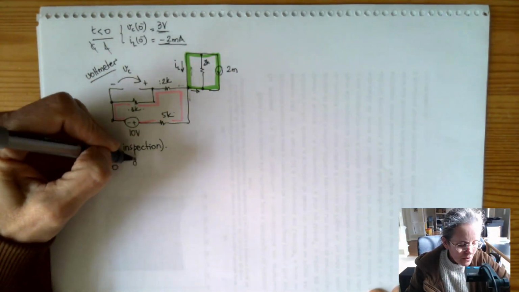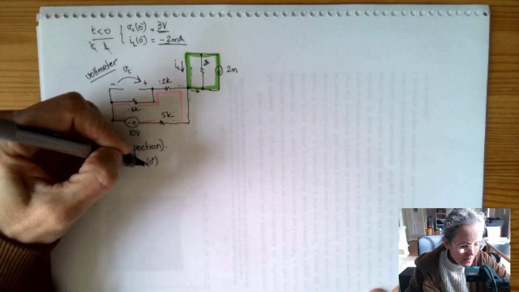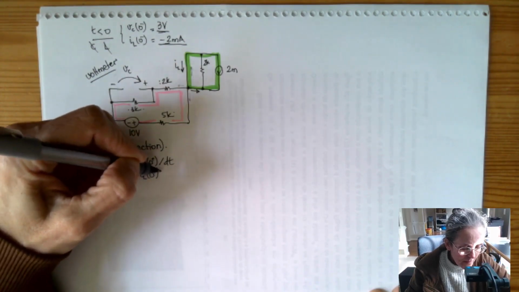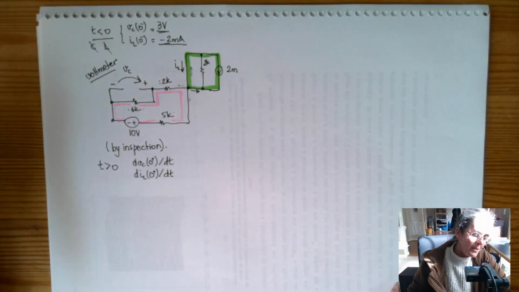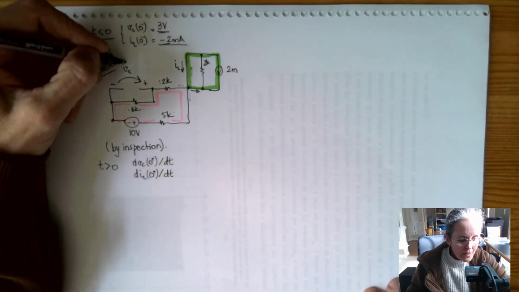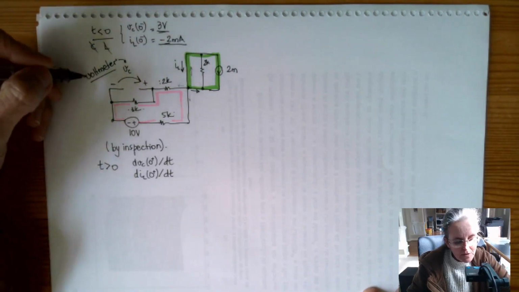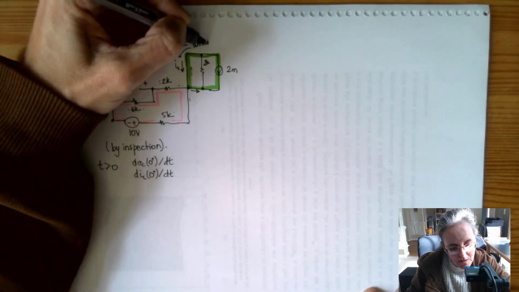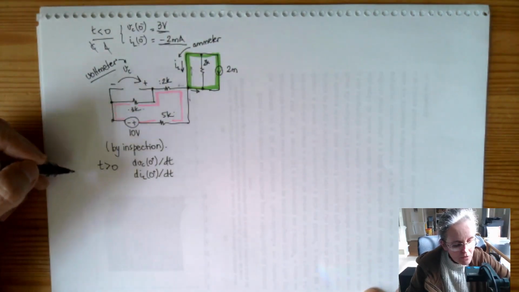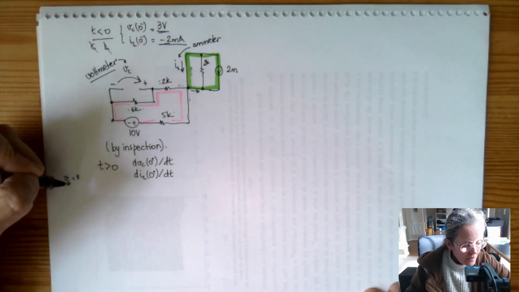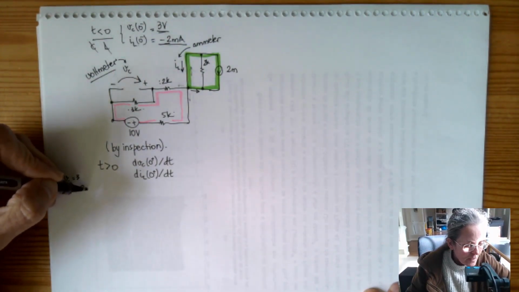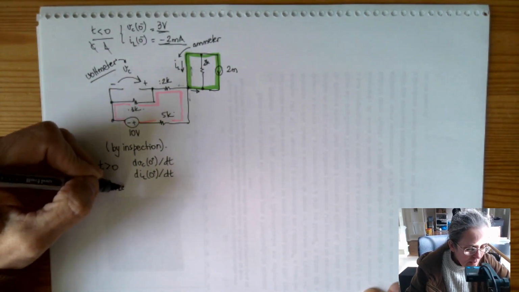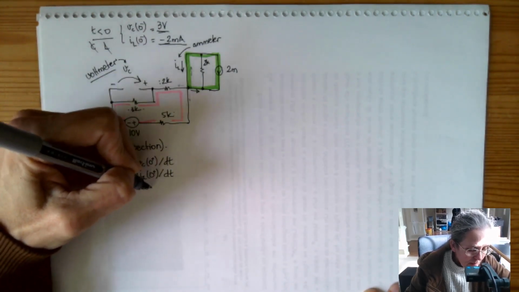For t larger than 0, we're looking for dVc of 0 plus dt, and for dIL of 0 plus dt. And we're going to draw the inductor and the capacitor this time. So here I want to say one more thing. The capacitor looks like a voltmeter. The inductor looks like an ammeter, so it's just measuring. But as soon as we use those, VC is 3 and IL is minus 2 milli, these behave like power supplies.